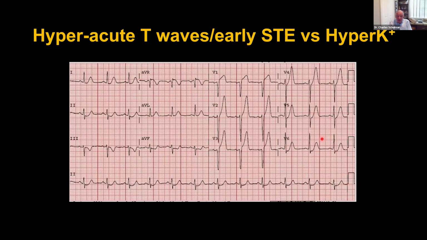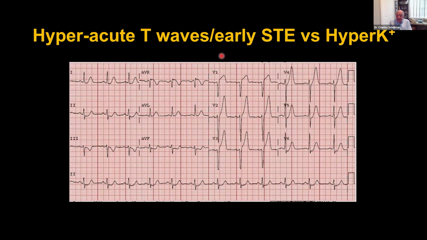Now here's a tracing which has very tall T waves. And the question is, are these hyperacute T waves of early ST elevation MI, or is this hyperkalemia? Want to give it a go? Somebody put something in the chat, guys. Hyperkalemia.